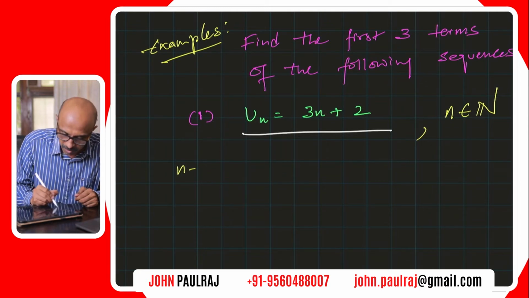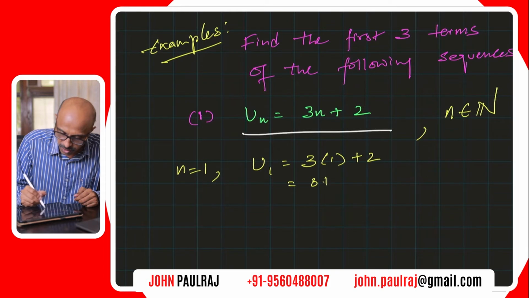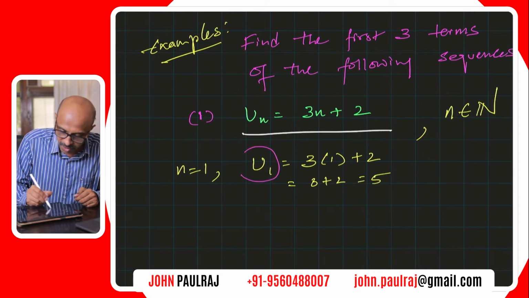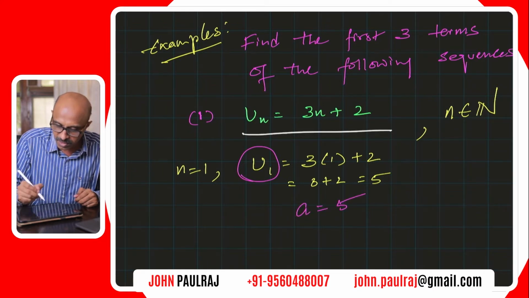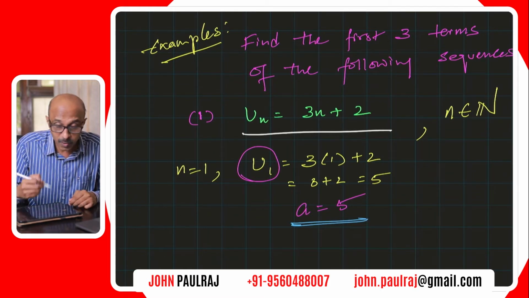So n equals 1 gives us the first term, u_1, which is going to be 3 times 1 plus 2, which is 3 plus 2, and that's 5. And remember that u_1, the first term, is also indicated as a. That's a common notation for the first term of any sequence. a is the same thing as u_1, which is the first term.